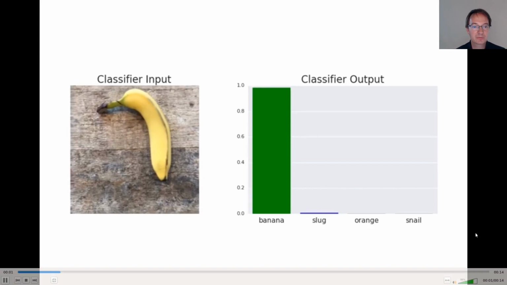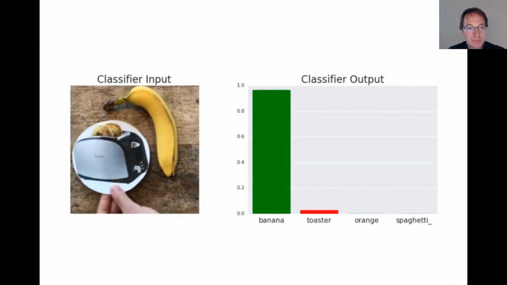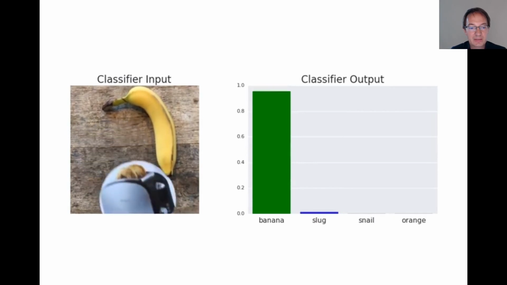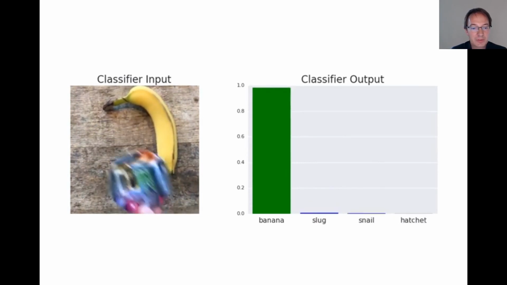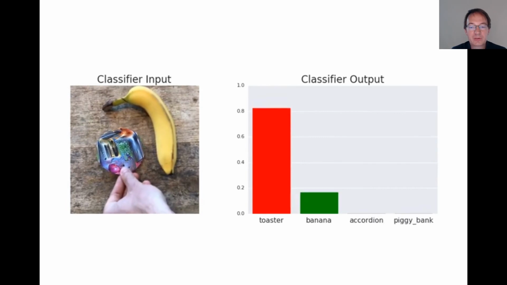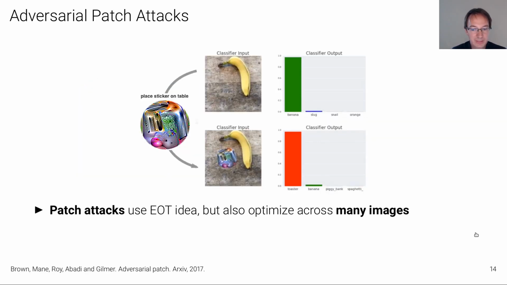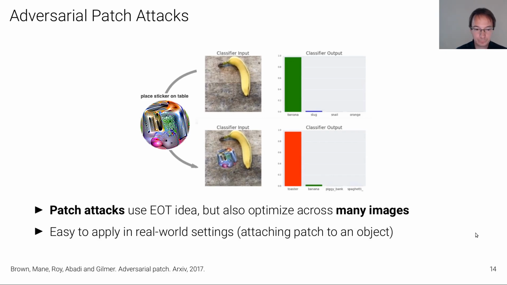So here's an example from the results. You can see the input sequence with a toaster sticker that produces a slight likelihood for the toaster. But if you add this adversarial patch, you can completely overturn the original classification result of the banana. Now, this is particularly relevant for self-driving because these patches are easy to apply in the real world by just attaching a patch to an object.